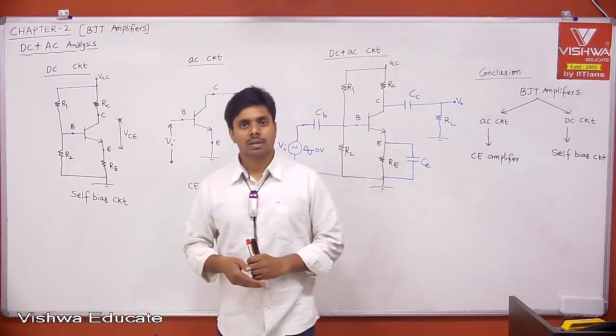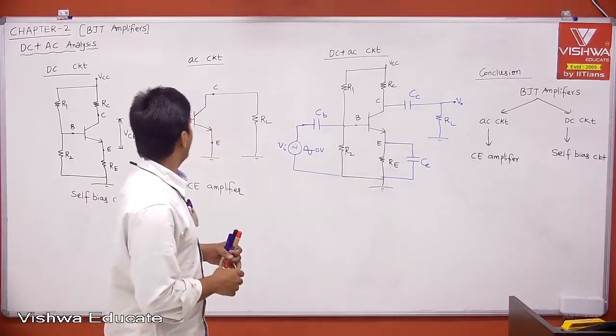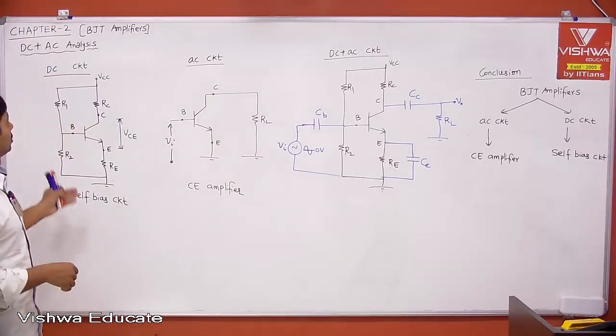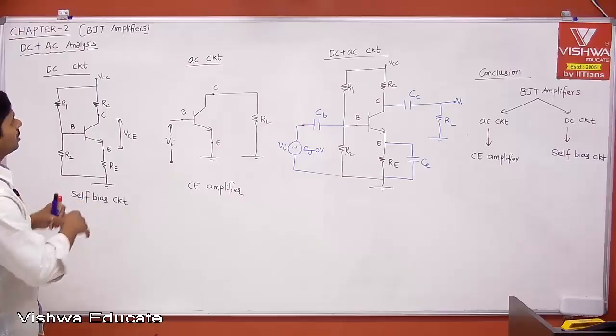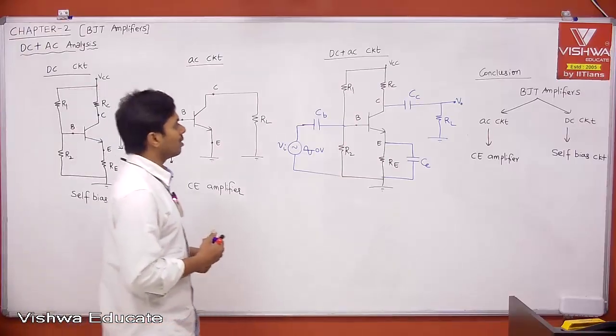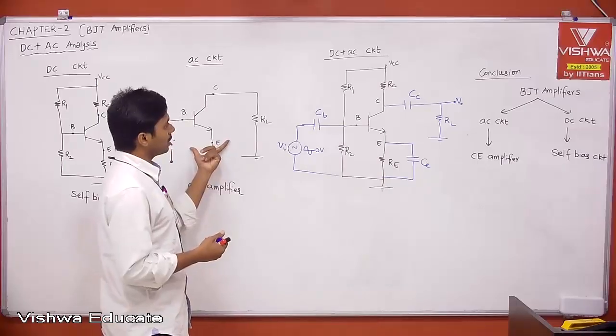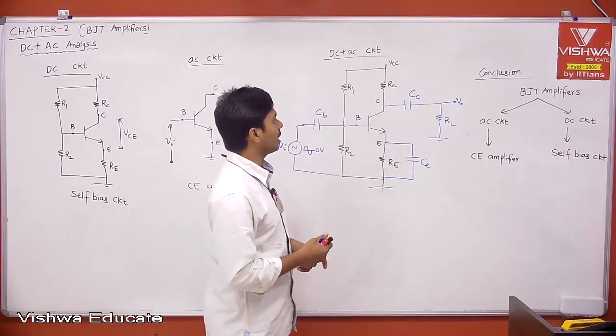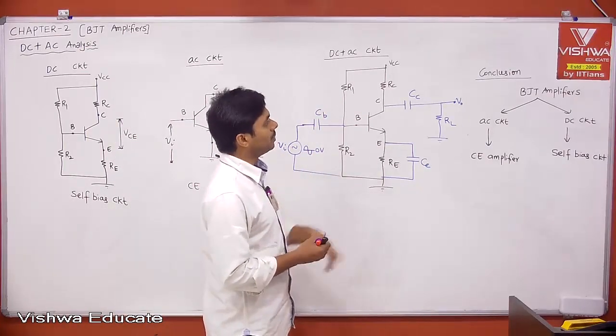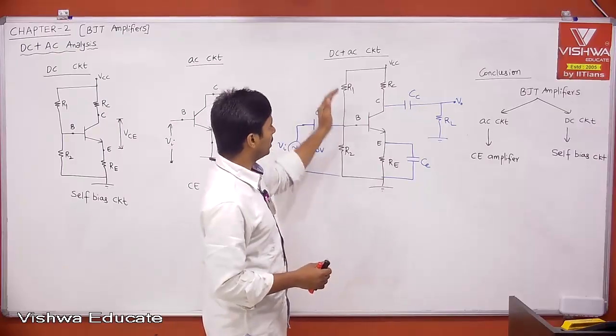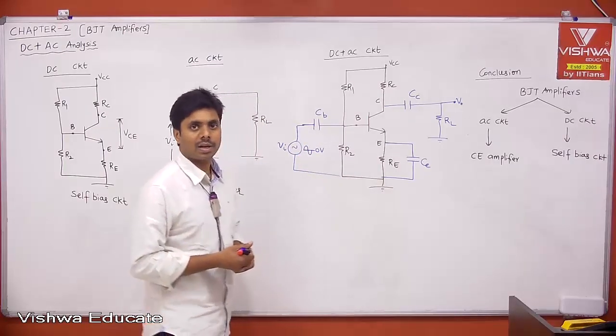Welcome back. In the last session, we had seen DC circuit, AC circuit, and we combined both. Then we got the self-bias circuit from DC analysis, and the common emitter amplifier from AC analysis. Then we combined them and got this circuit, and I told you this is our final BJT amplifier, which has both DC as well as AC, right?